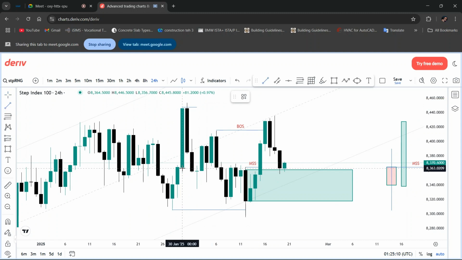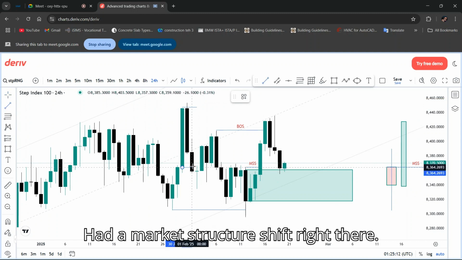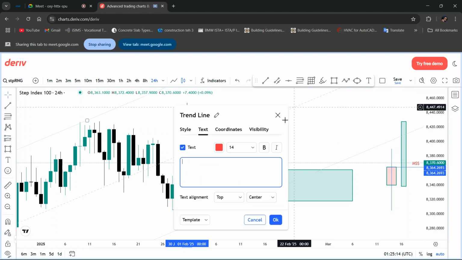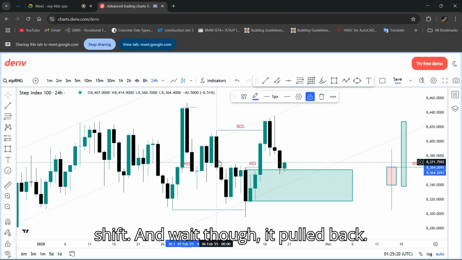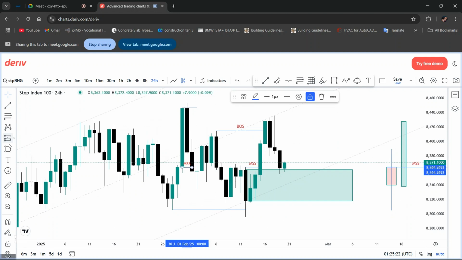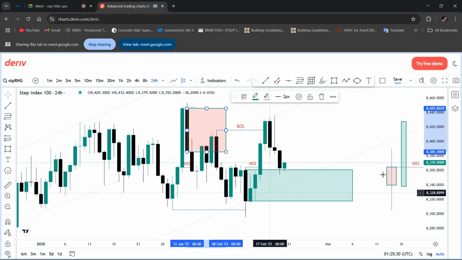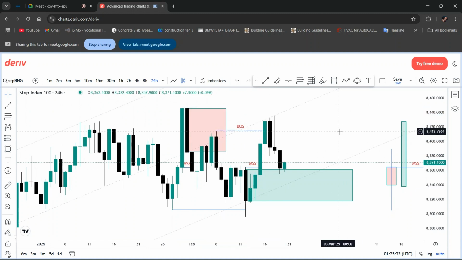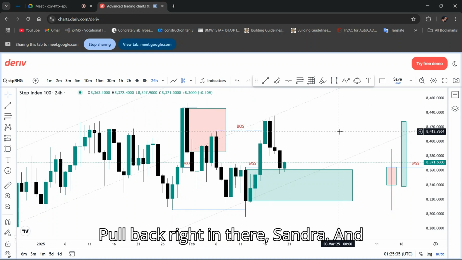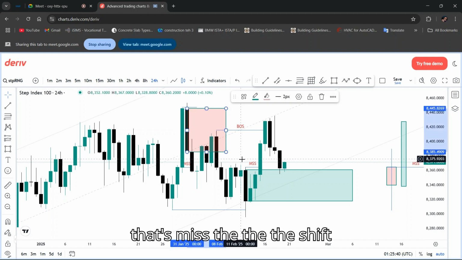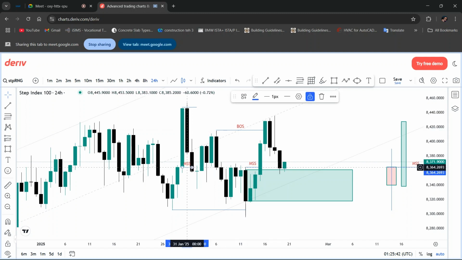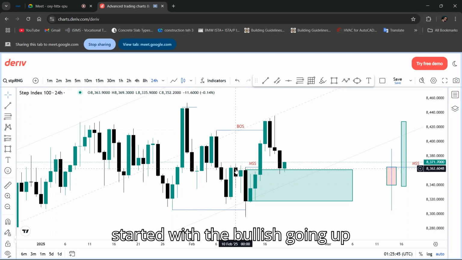This is where the market had a market structure shift right there. We get a market structure shift, and what does it do? It pulls back. It pulls back in here, and drops. The shift started with the bullish move going up.